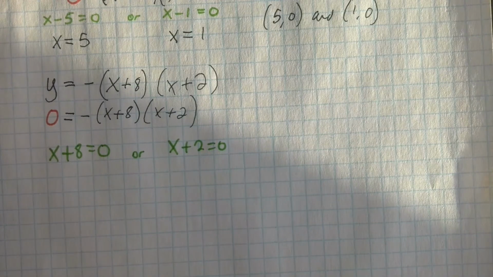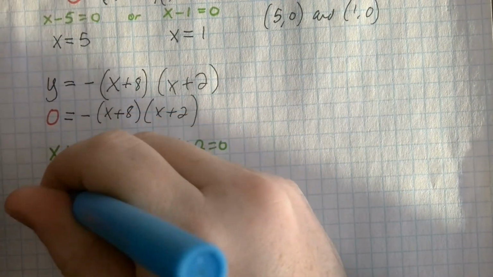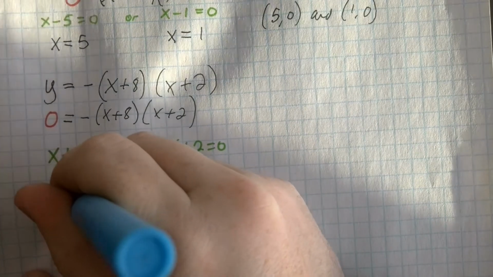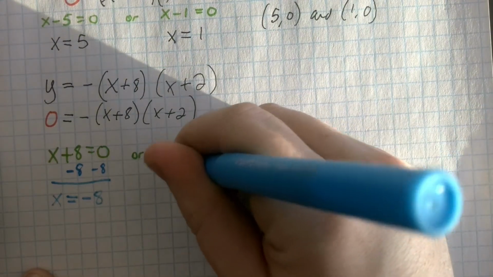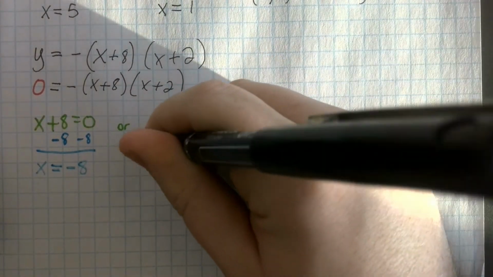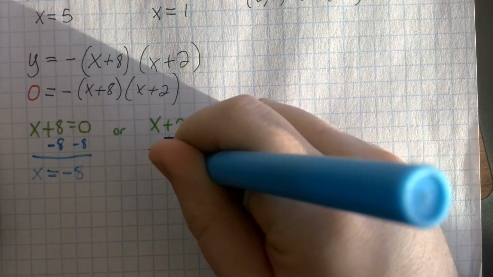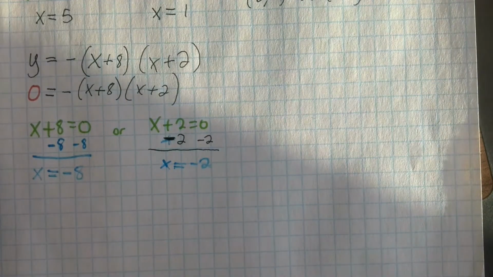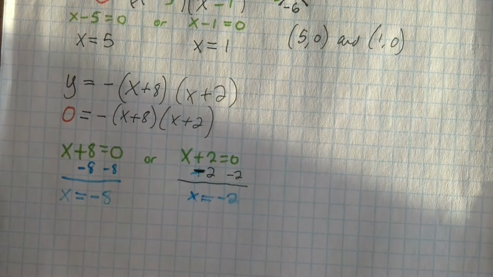So once again, we just have to solve for x here. What plus 8 equals 0? Well, to figure that out, we can subtract 8 from both sides, giving us x equals negative 8. If x plus 2 equals 0, we can subtract, whoops, not add, sorry. We can subtract 2 from both sides, giving us x equals negative 2. Our x-intercepts are negative 8 and negative 2. That's why we use intercept form, because it's the easiest to find the x-intercepts in.